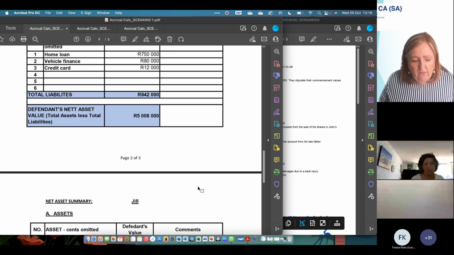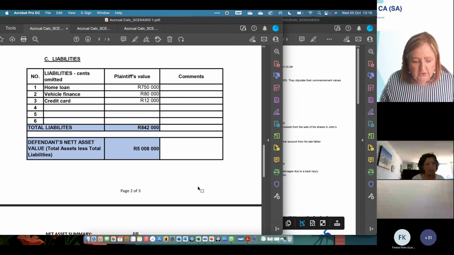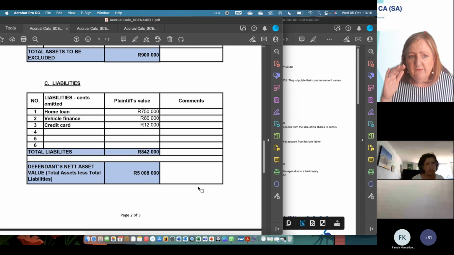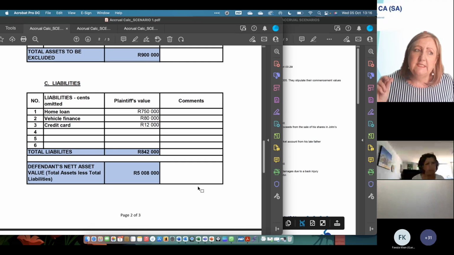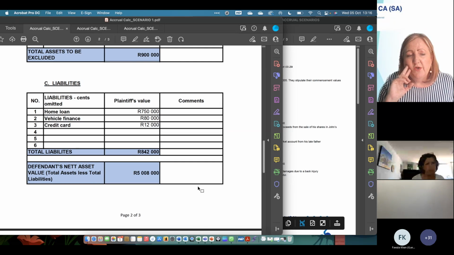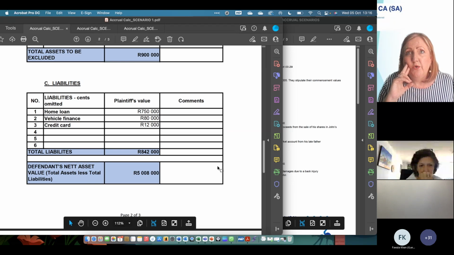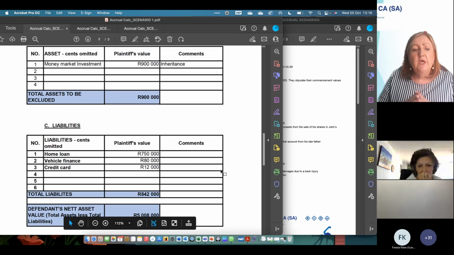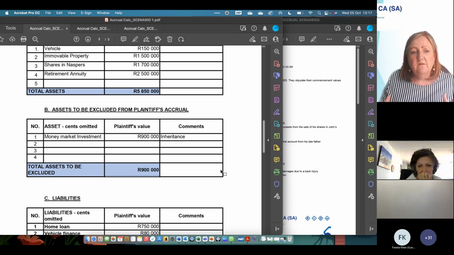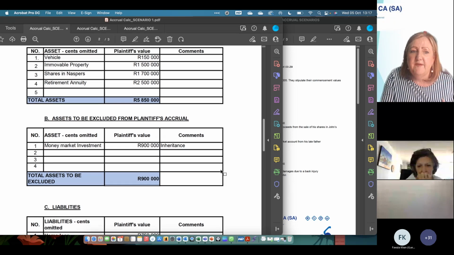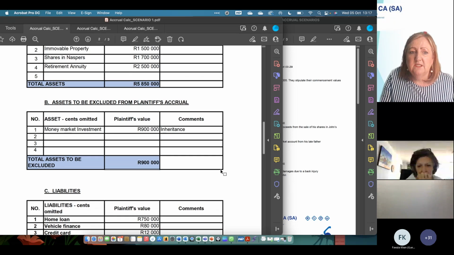Just something that I want to alert you to. If you look at the liabilities, just the tip that I want to give: sometimes people would say, okay, I owe on my car, I owe 200,000. They give you the statement of their vehicle finance, but they don't give you the value of the asset as well.